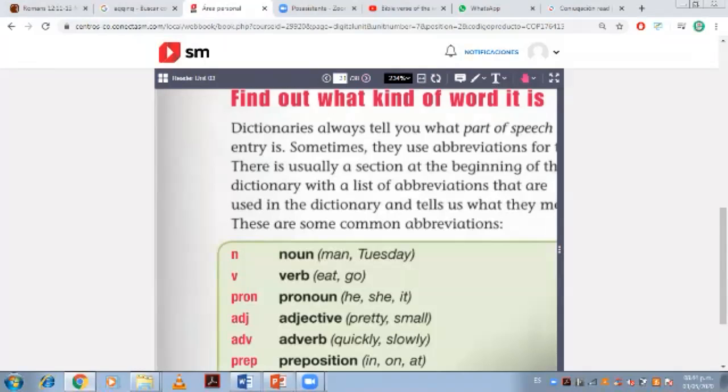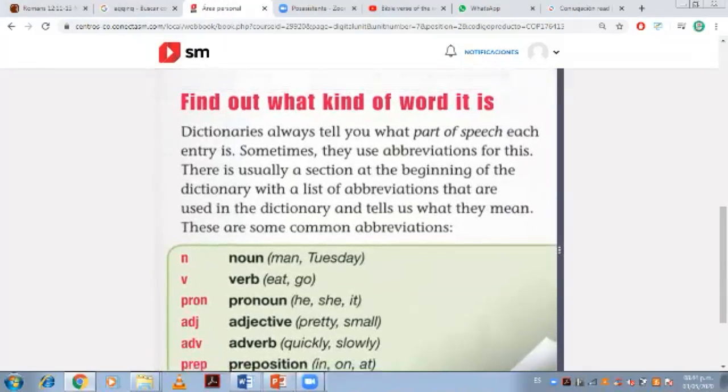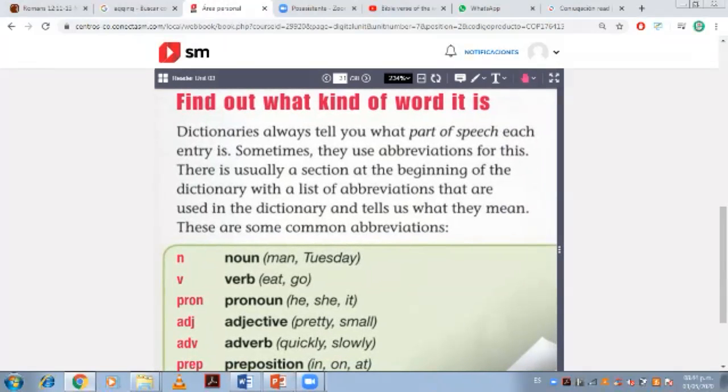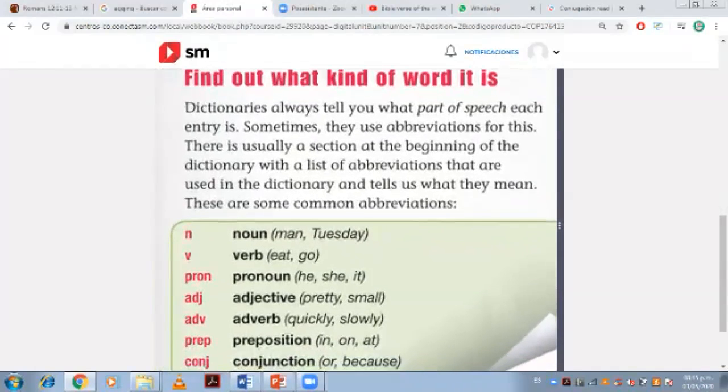Excellent. I'm on page 31. Find out what kind of word it is. Encontrando un tipo de palabra. Dictionaries always tell you what part of speech each entry is. Sometimes they use abbreviations for this. There is usually a section at the beginning of the dictionary with a list of abbreviations that are used in the dictionary and tell us what they mean. These are some common abbreviations.